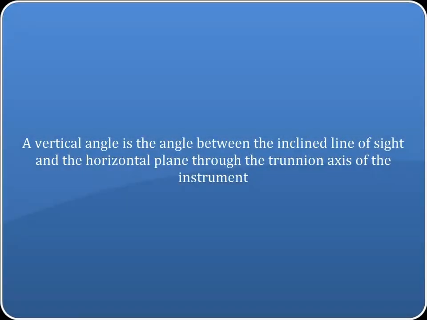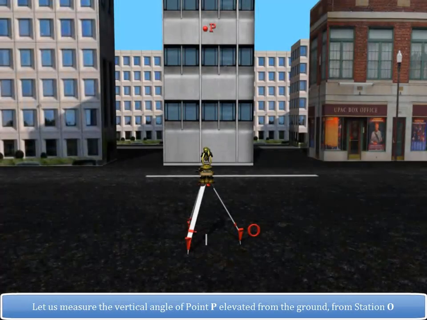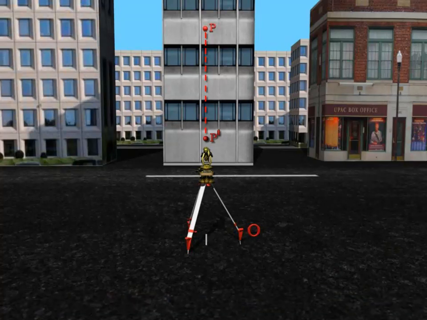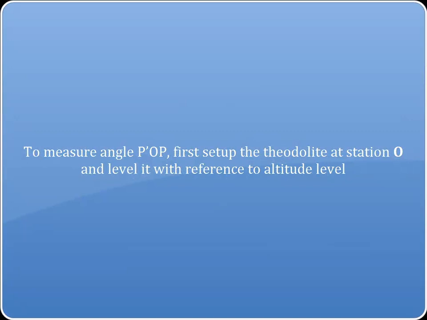A vertical angle is the angle between the inclined line of sight and the horizontal plane through the trunnion axis of the instrument. Let us measure the vertical angle of point P, elevated from the ground, from station O. Let P' be the vertical projection of P on the horizontal plane. To measure angle P'OP, first set up the theodolite at station O and level it with reference to the altitude level.